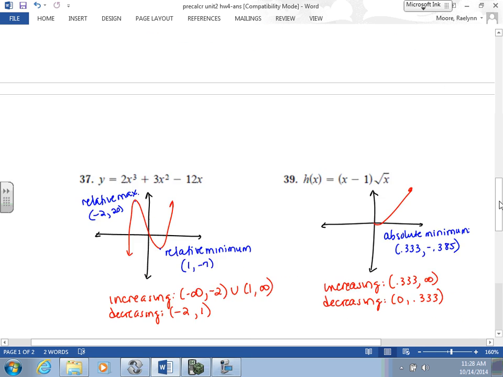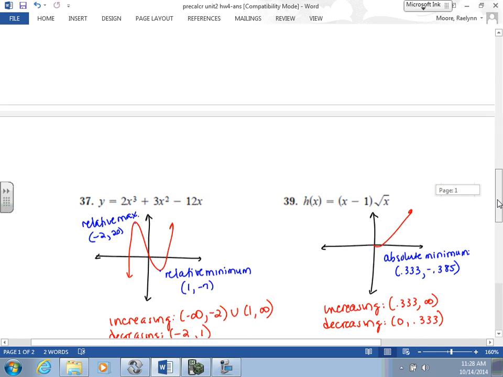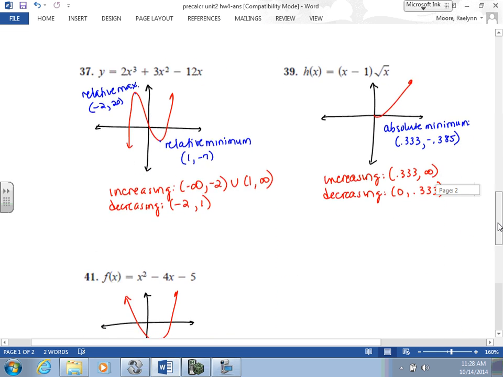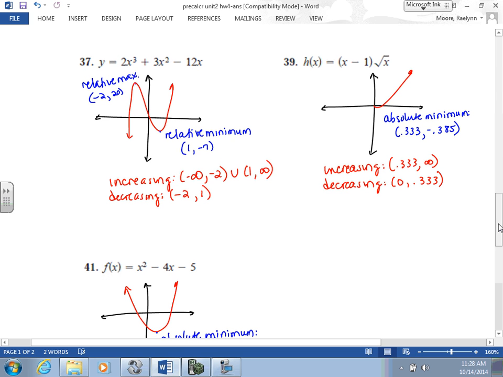Now, the rest of this also had your max and minimums and your increasing, decreasing. I find increasing, decreasing to be the hardest one because you're watching your value of your y, but you're talking to me about the value of your x's.